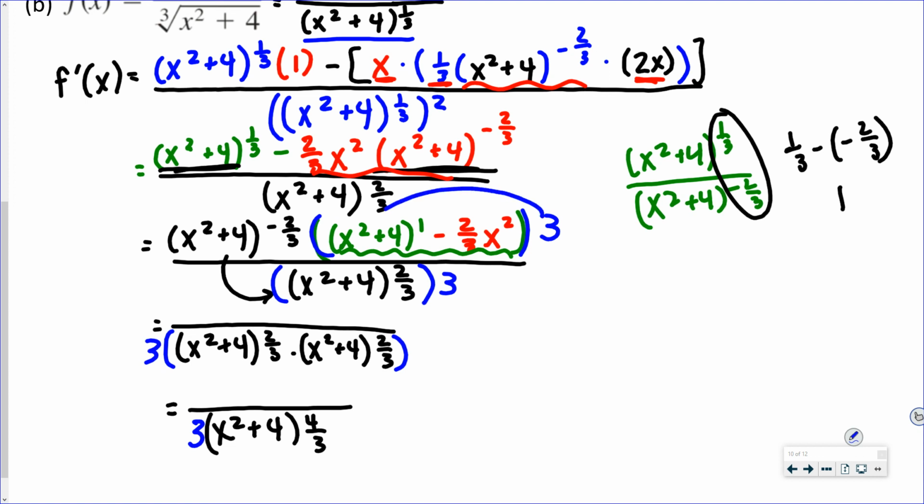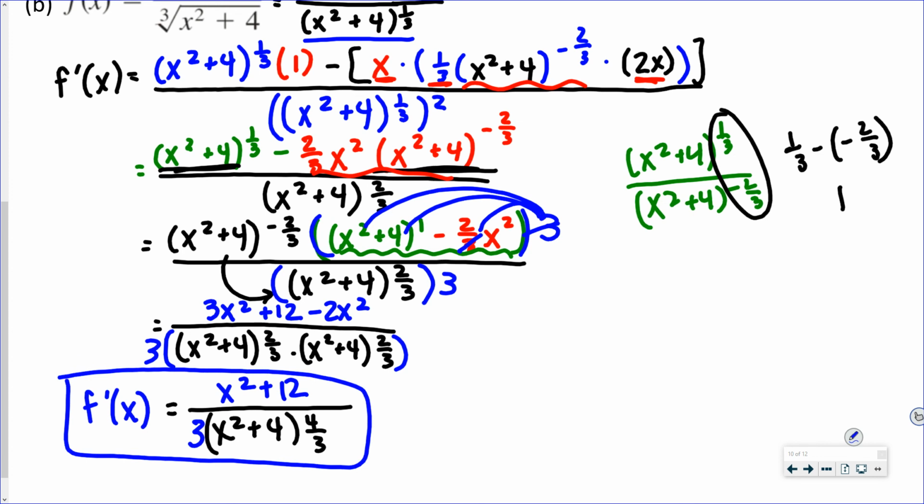So that'll give us 3x squared plus 12 minus 2x squared. And then we get a final answer. Now I can add these together. x squared plus 12 in my numerator. Let me just make sure this is right. x squared plus 12 or 3? Yes. There's your derivative.